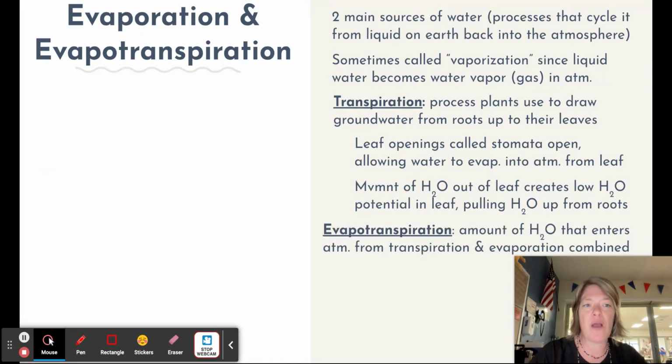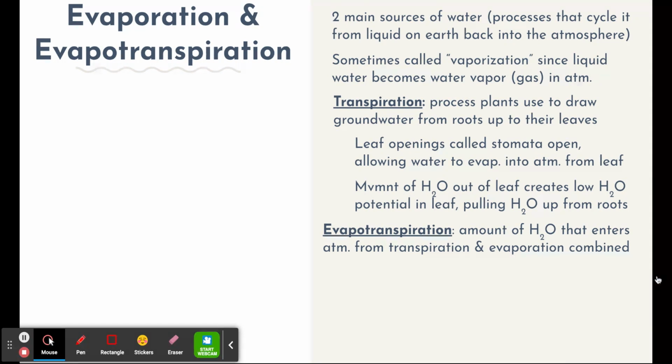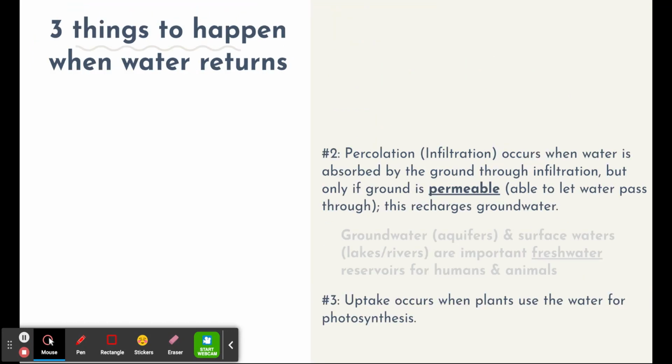Okay, the second way that water moves from a liquid form back into the atmosphere is through something called evapotranspiration. This is the amount of water that enters the atmosphere from both transpiration from plants and evaporation combined. Both processes, again, are driven by energy from the sun.